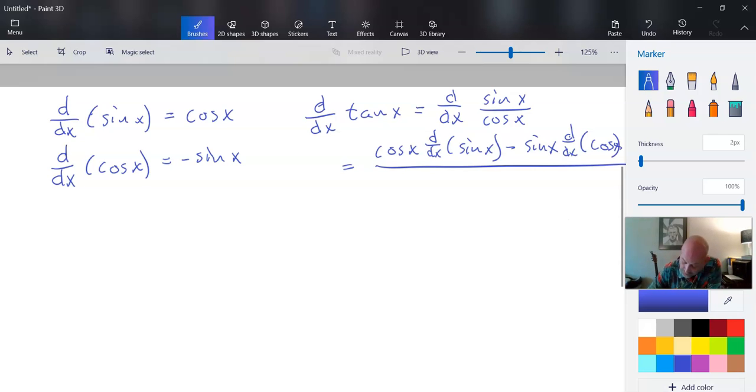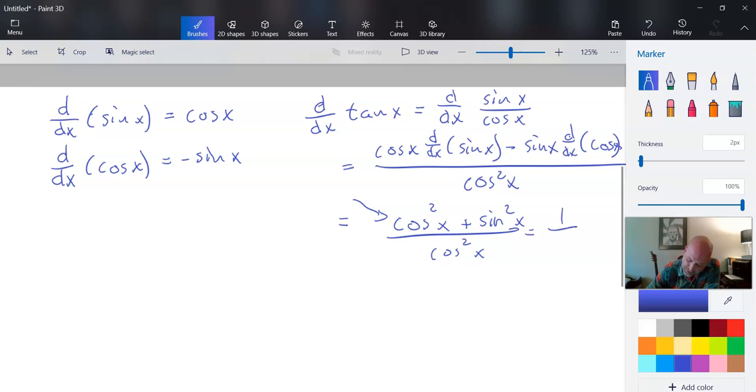Over the square of what's below. And the square of what's below would be cosine squared x. So I'm just using the quotient rule here. Now to take these derivatives. The derivative of sine x is cosine x, so this makes this cosine squared x. And the derivative of cosine is negative sine, which makes this plus sine squared x over cosine squared x. And notice that this numerator is the Pythagorean identity. So this is 1 over cosine squared. And 1 over cosine squared is secant squared.